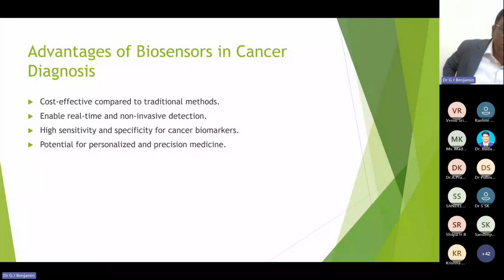Advantages of biosensors in cancer diagnosis. Number one, it's cost effective compared to the traditional methods. Number two, it enables real-time and non-invasive detection. It's highly sensitive and specific for cancer biomarkers. It has potential for personalized and precision medicine.